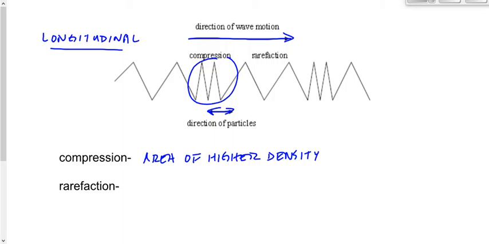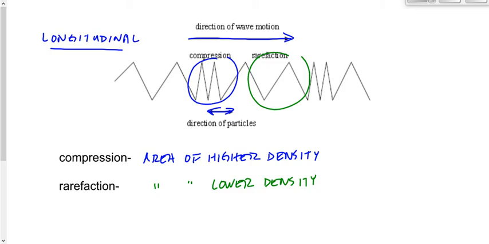The rarefaction, on the other hand, is the area that follows and leads that compression. That's an area of lower density. That's where the slinky or whatever medium we're using is going to be spread out a little bit more. It stands to reason that if we have an area where the slinky is compressed, where it's all squished together, we have to have an area behind it where the slinky is stretched. Sound waves travel as longitudinal waves. Earthquake waves typically travel as longitudinal waves.